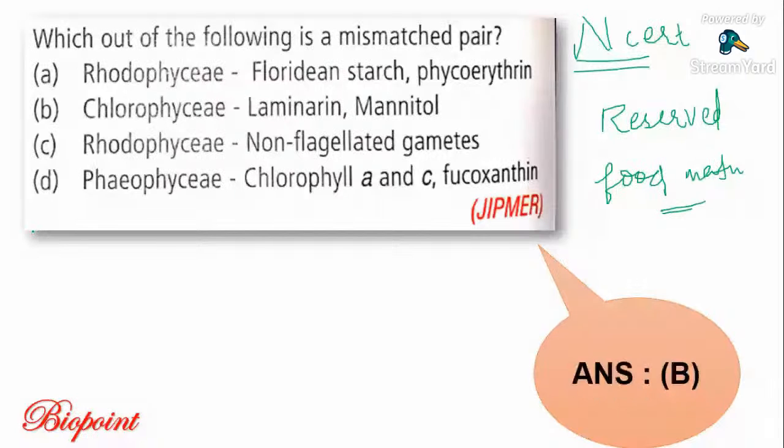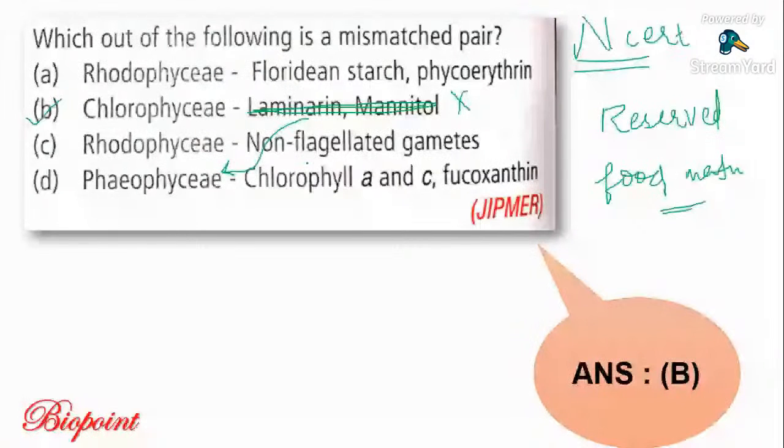Reserve food of Chlorophyceae, green algae, is starch. It is not laminarin and mannitol, it is starch. Laminarin and mannitol are the reserve food material in Phaeophyceae. So option B is the mismatched pair, the wrong sentence here. In the question, you are asked to find out the wrong sentence, so option B is the correct answer for the question.